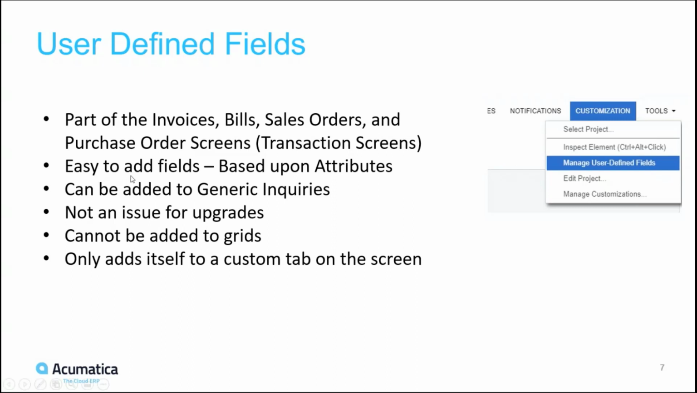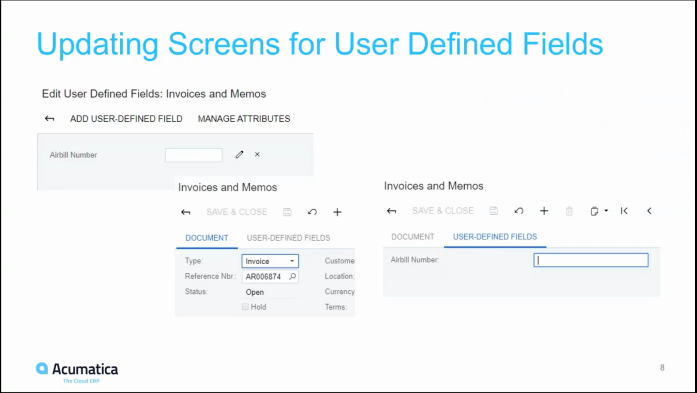Again, these are easy to add fields. You can definitely do them yourself. You do not need us to do that. They can be added to the generic inquiries. They're not an issue for upgrades, but again, they cannot be added to the grids, and it can only add itself to the custom tab of a screen.